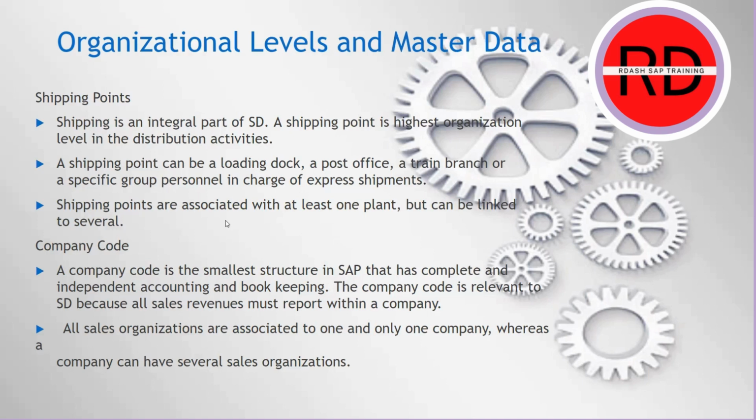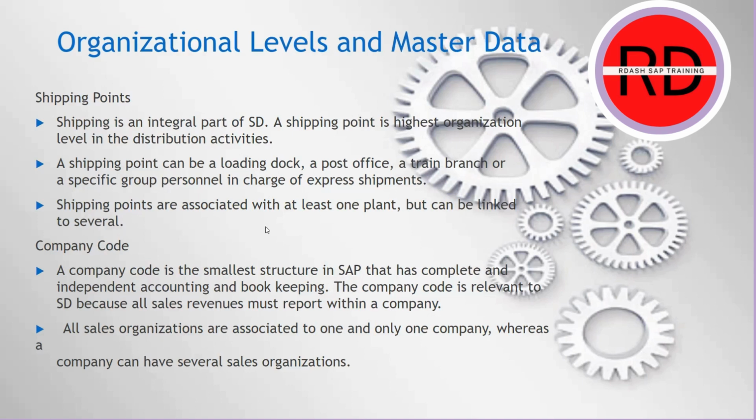A shipping point can be a loading dock, a post office, a train branch, or a specific group of personnel in charge of express shipments. Shipping points are associated with at least one plant but can be linked to several. So, shipping point is nothing but a point from where the material is going to be shipped to the customer.